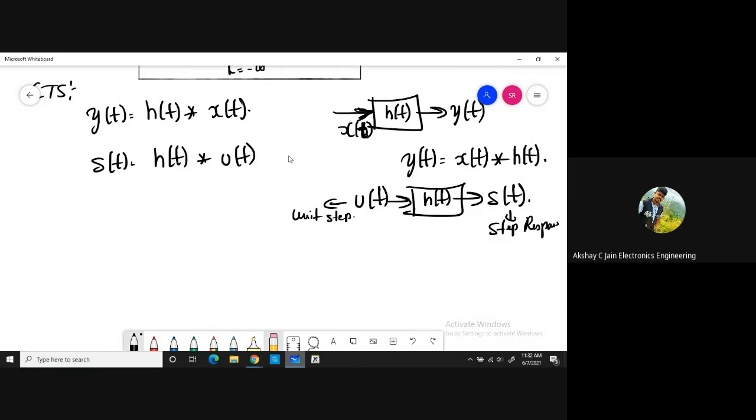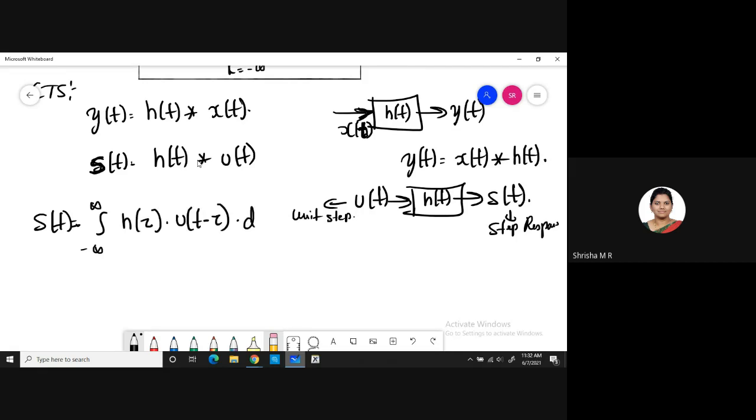Yes, ma'am. So in terms of convolution integral, how do we write this? This is S of t. How do we write it in terms of convolution integral? We write S of t is equal to the integral from minus infinity to infinity of h of tau into u of t minus tau d tau. Yes or no?